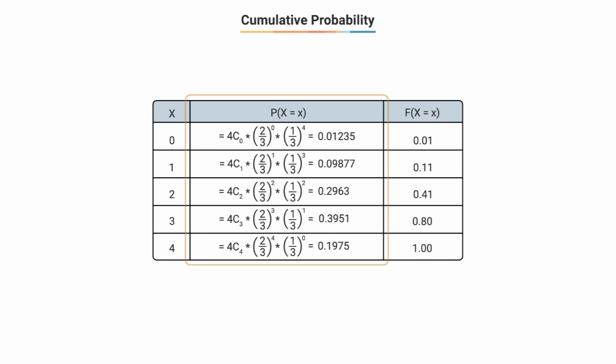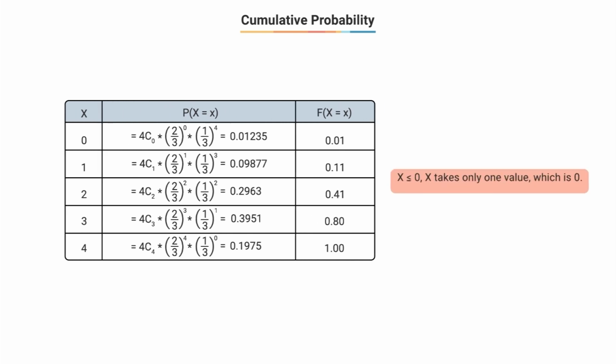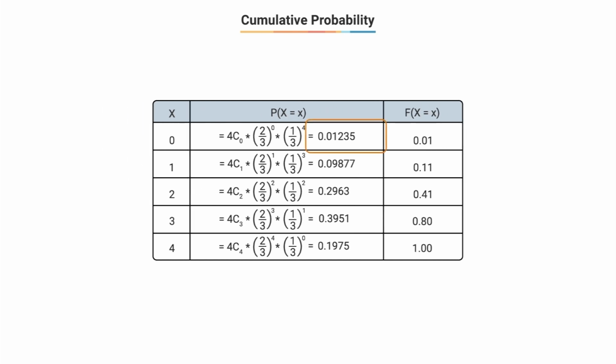On the screen here, you can see the probability distribution table that we had originally created. Using this, we can see how to create a cumulative probability table. For x equal to 0, the cumulative probability will be probability of x less than equal to 0. Since for x less than equal to 0, x can take only one value, which is 0, the cumulative probability here will be same as probability of x equal to 0, which is 0.01235. Next, let's calculate f of x equal to 1, where f of x equal to 1 means probability of x less than equal to 1, which will be probability of x equal to 0 plus probability of x equal to 1, which will turn out to be 0.11.